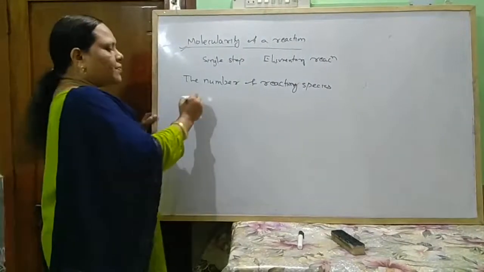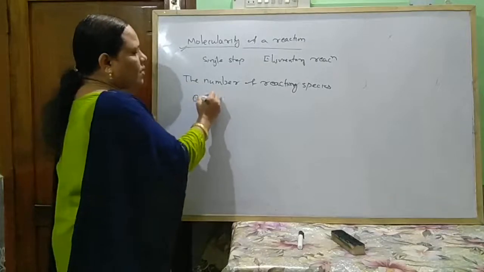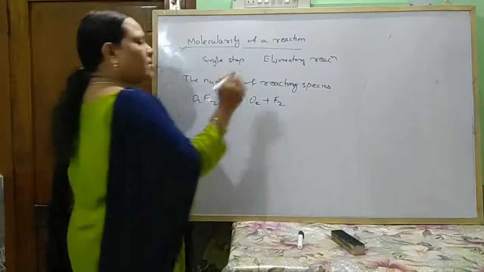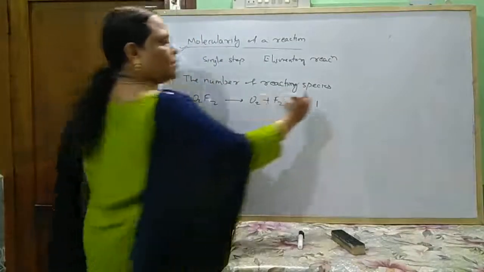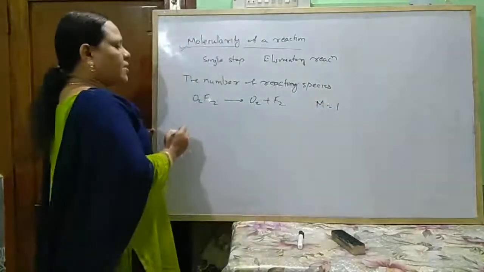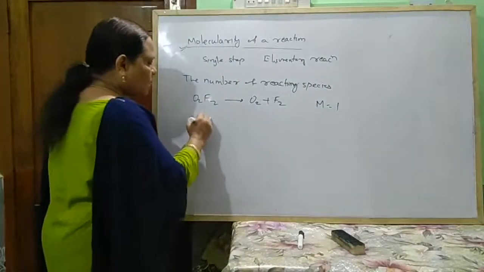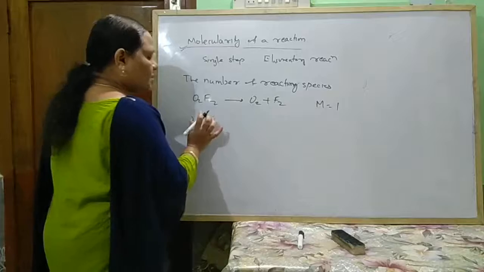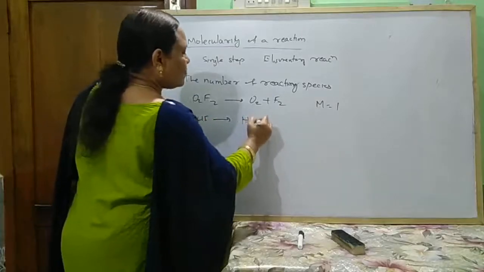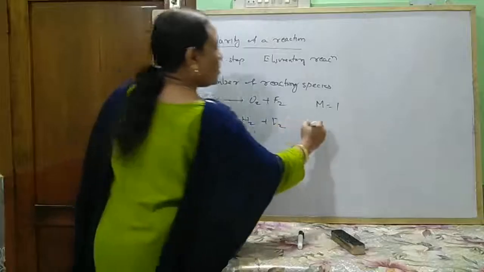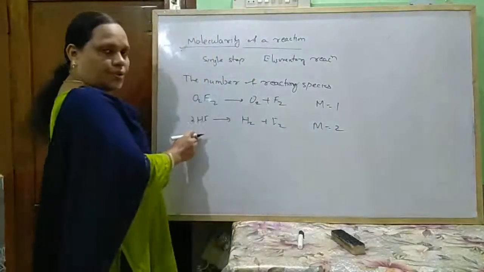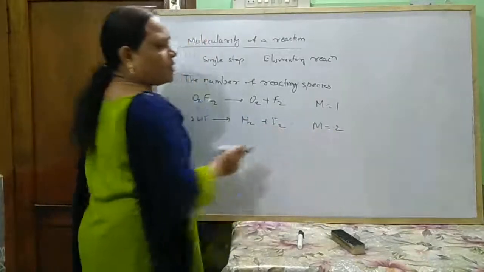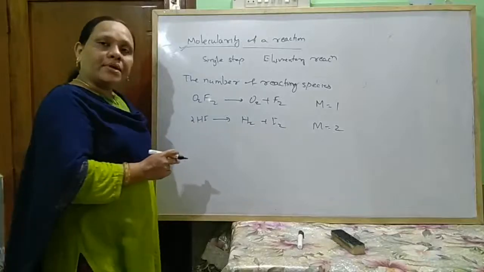For example, if O2F2 on decomposition gives O2 plus F2, the molecularity of the reaction is 1. This is a unimolecular reaction. Another example: 2HI gives rise to H2 plus I2. Here the molecularity of the reaction is 2 because two molecules simultaneously collide. This is called a bimolecular reaction.